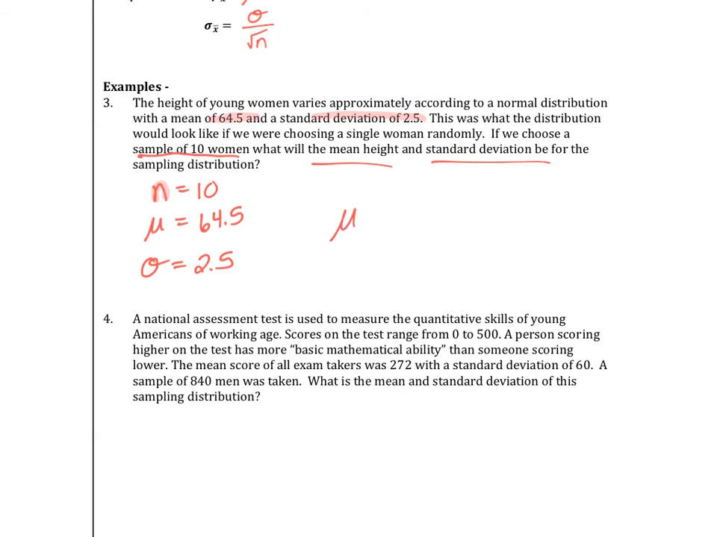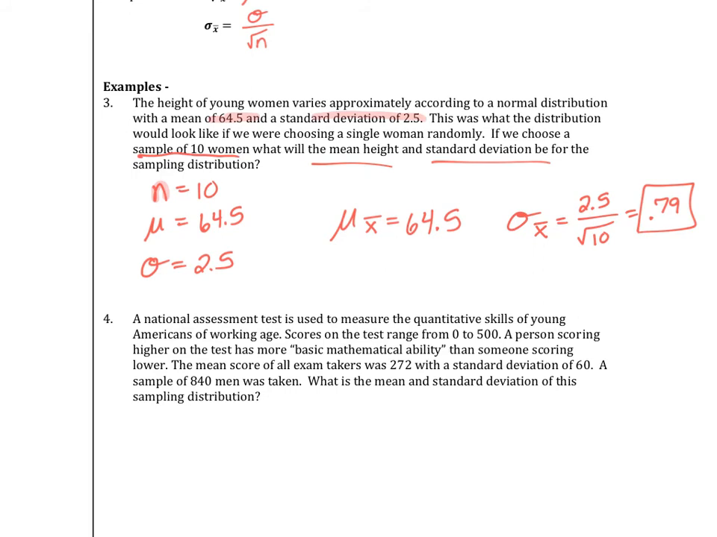So u of x bar is going to be the same as u, so 64.5. The average will not change. But the standard deviation is going to be equal to sigma divided by the square root of n, so divided by the square root of 10. So it's going to be 0.79. So the standard deviation, if we went by groups of 10, would be smaller. It would be 0.79, where the standard deviation for the entire population is 2.5.